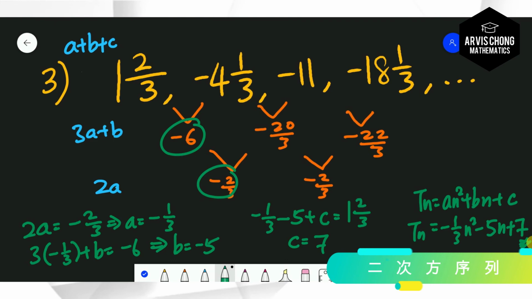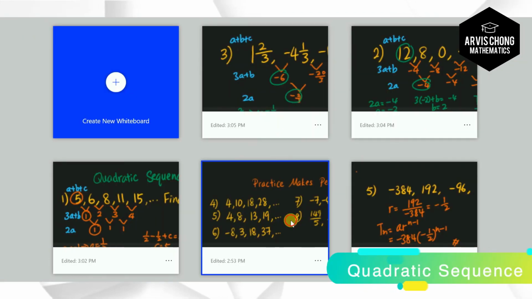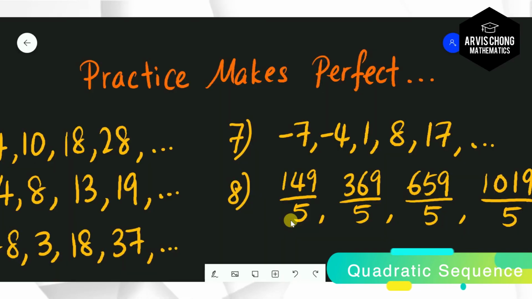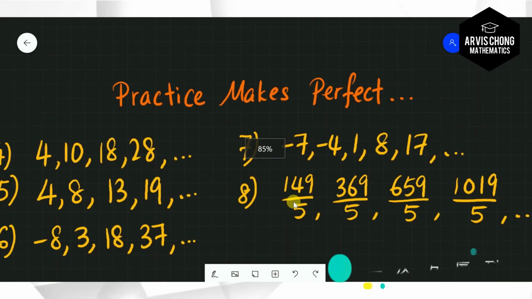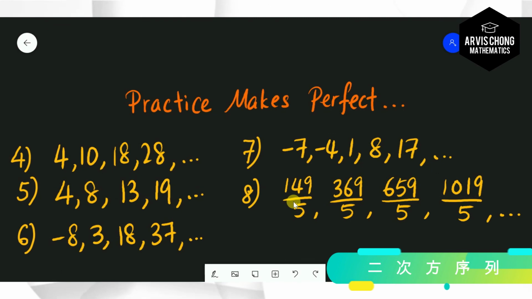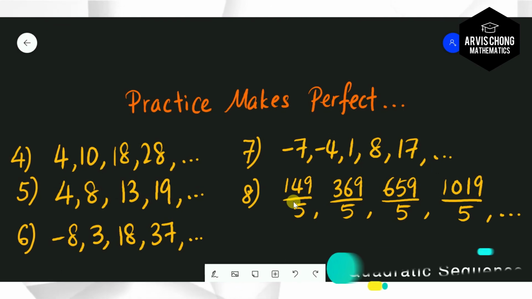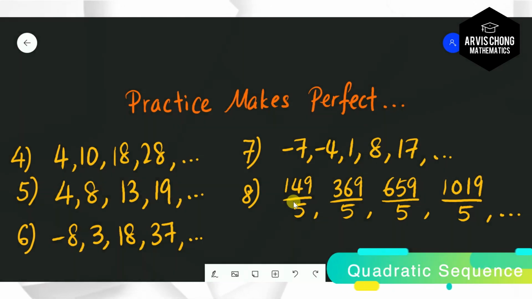Right? So next part, I've prepared some questions. So you all might try it, as we know that practice makes perfect, right? So let's give ourselves a try and then leave your answer in the comment below. Okay, so happy trying.